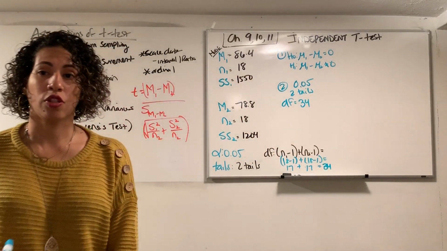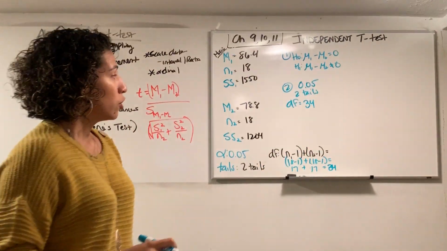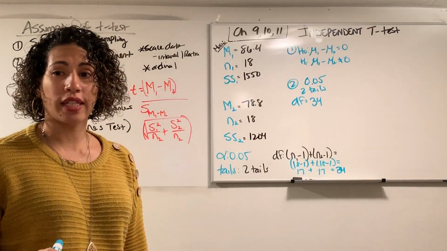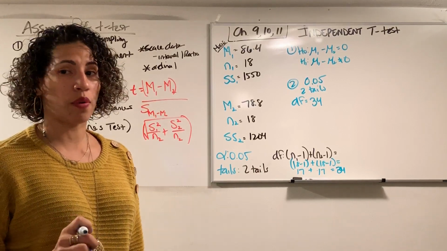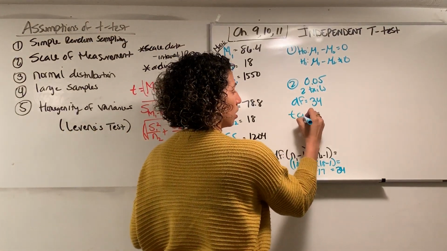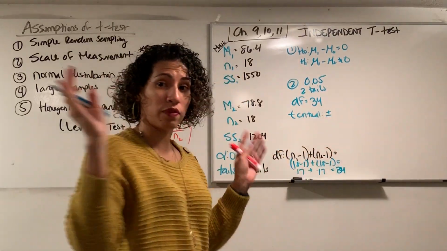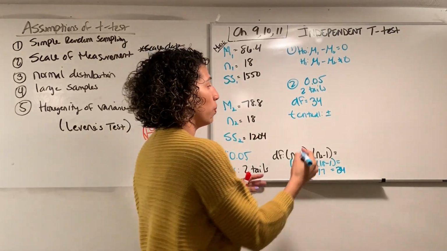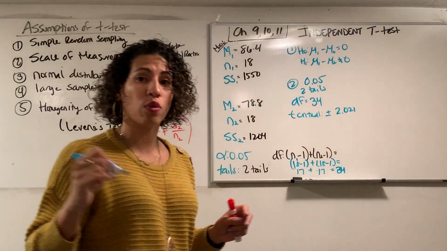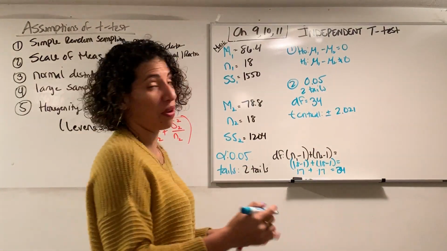All right, so hopefully you're all with me at this point and none of you have gotten lost. If we're looking at our degrees of freedom, we have our tails. We can look in the back of the book and find our T critical. It's going to be positive and negative, because remember we have 2 tails that can be on either side. When we look it up, it came out to 2.021.